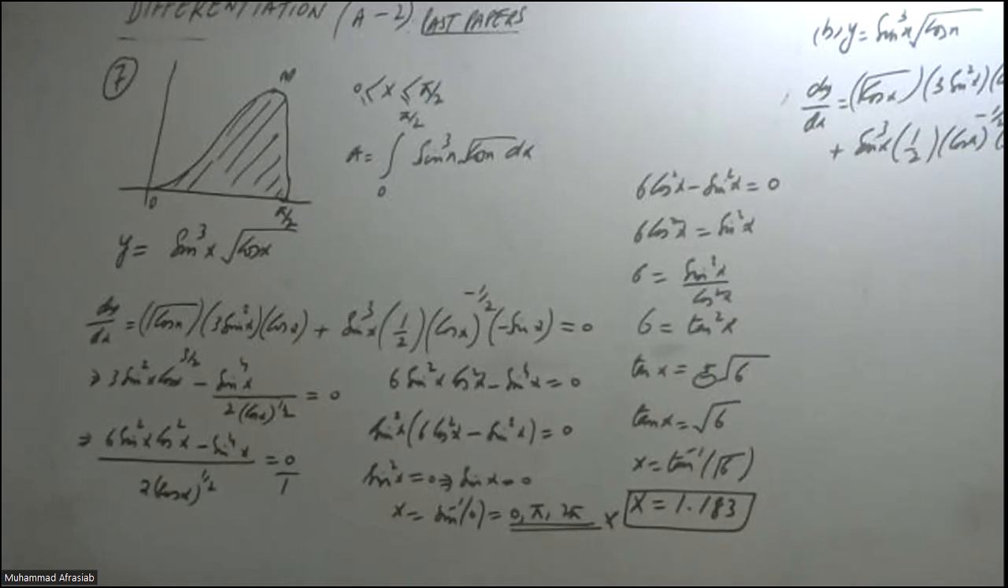So this is the answer of this x value up to 3 decimal places, which is equal to 1.183. So this is the complete solution for this question number 7 of this differentiation topic.